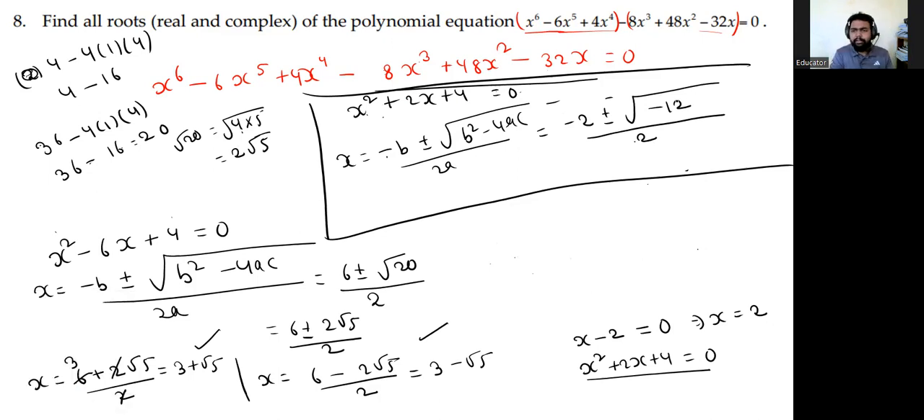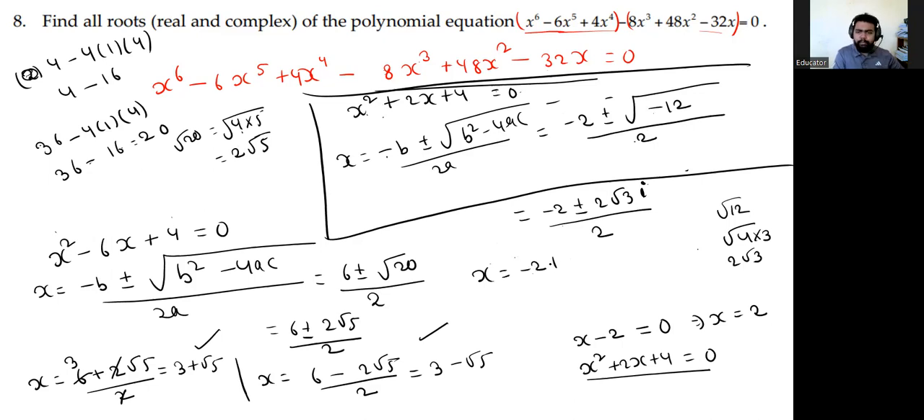Okay, so how could I write root 12? First of all, let us simplify root 12. Root 12 can be written as 4 times 3, so this could be written as 2 root 3. Okay, perfect. So this can be written as negative 2 plus minus 2 root 3. And since this is an imaginary number, the i, the iota sign, will come, upon 2. And that's my answer. From here, I'm going to get two answers. x is equal to 1 times negative 2 plus 2 root 3i divided by 2.